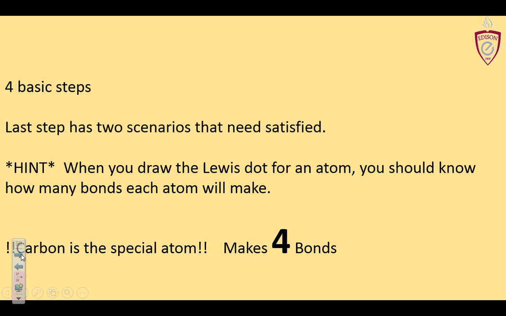Hey, two nerds. When you draw the Lewis dot for an atom, you should know how many bonds each atom will make by looking at the gaps, right? How many lone electrons are around each atom, because all the pairs want to get paired. And remember, carbon makes 4 bonds.